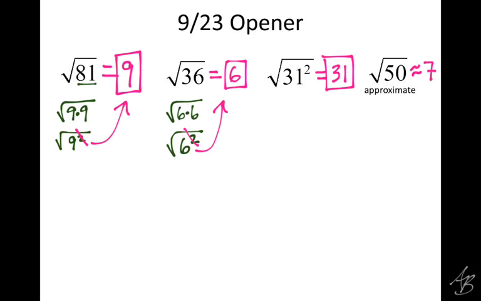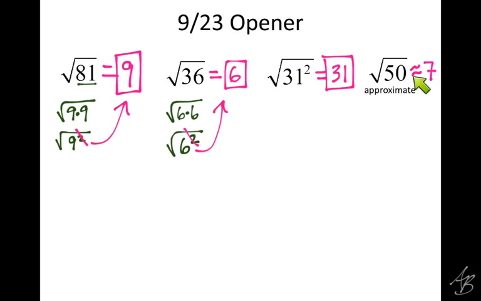Okay, so does anybody know what this symbol right here means? The approximately equal to? I just said it. Yeah, it means approximately equal to. So it's like an equal sign, but it's squiggly instead of straight. And it means that it's close to. It's approximately equal to, but not exactly.